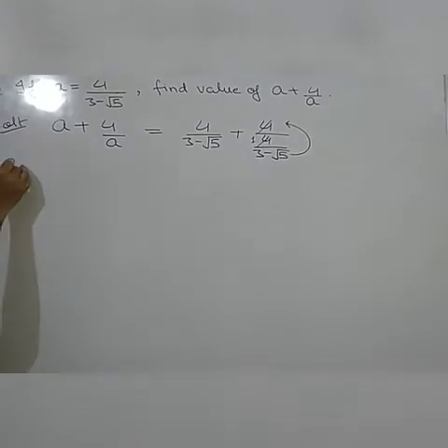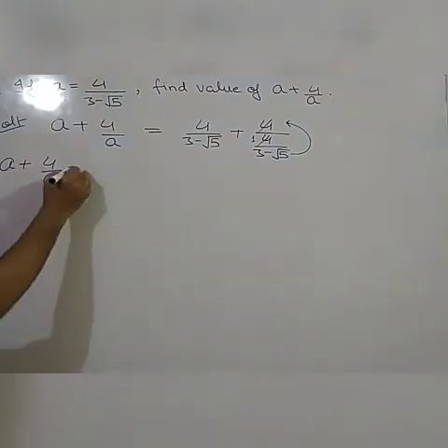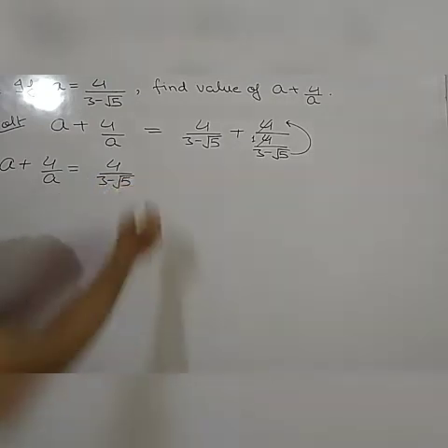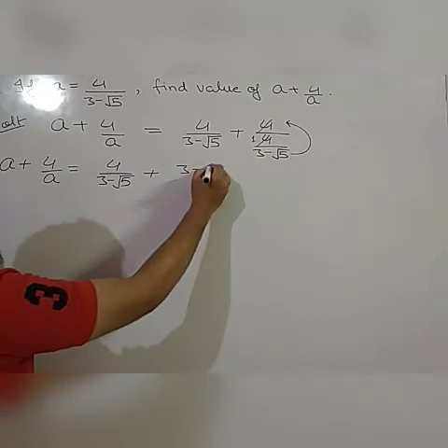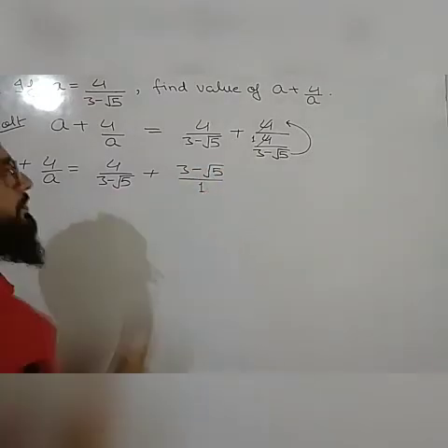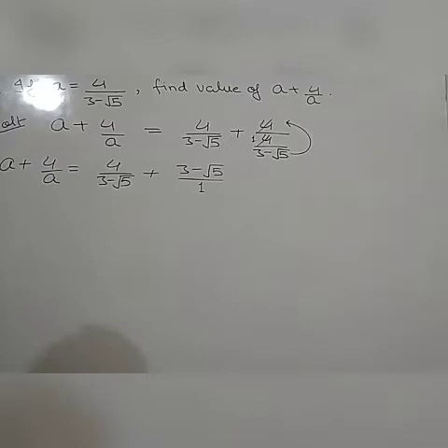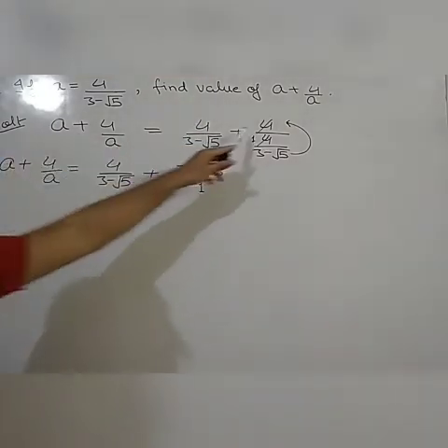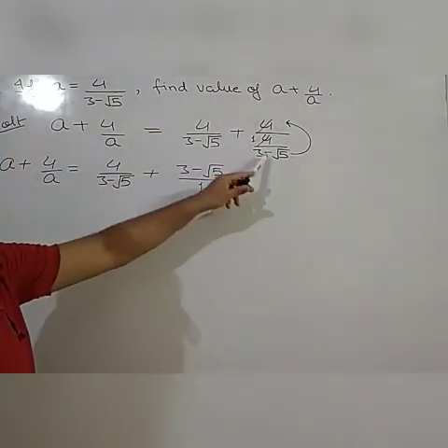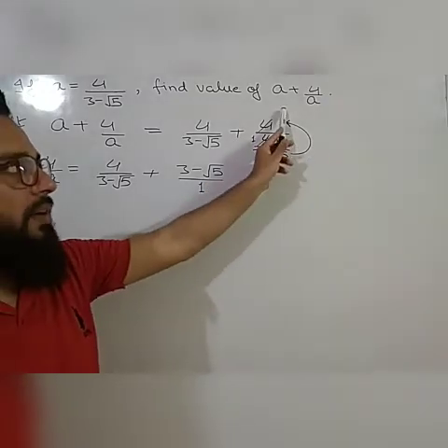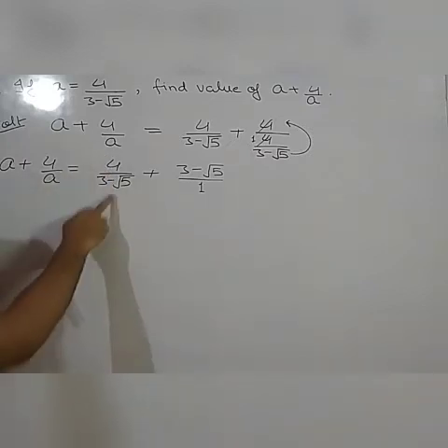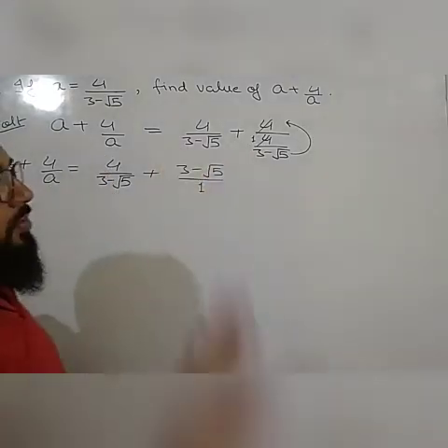So what will be the value of a plus 4 upon a? It can be written as 4 upon (3 minus root 5) plus (3 minus root 5) upon 1. Clear? What we have done? Whatever was asked, a plus 4 upon a, we have put the value of a and 4 upon a. Now in this denominator it was 3 minus root 5. So it will move upward and 4 cancel out, that will be 1. So we got a plus 4 upon a is equal to 4 upon (3 minus root 5) plus (3 minus root 5) upon 1.